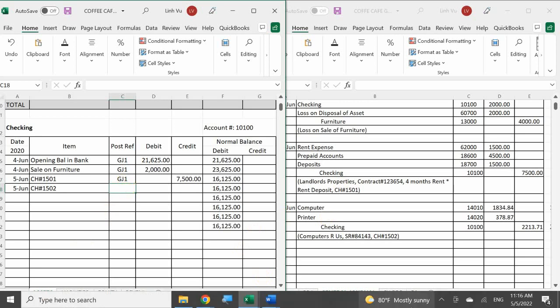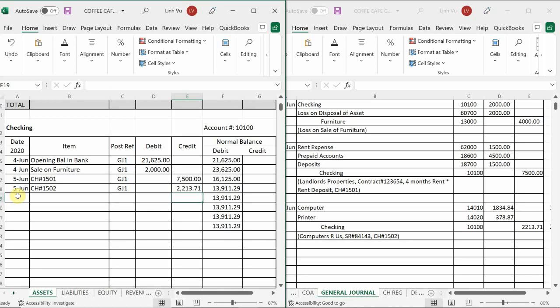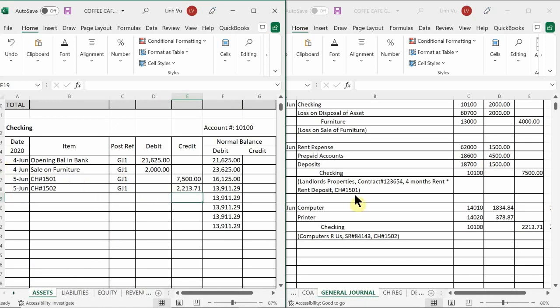And we're still on the first journal page because that's where our transaction is recorded. We ended up spending $2,213.71, which we credited from our account because we spent that money. So again, if you put your formula in here, it should automatically calculate for you that you spent $2,213.71, which should give you a new balance of $13,911.29 left in your checking account. Okay. So there you go. I updated my journal. I updated my ledger.